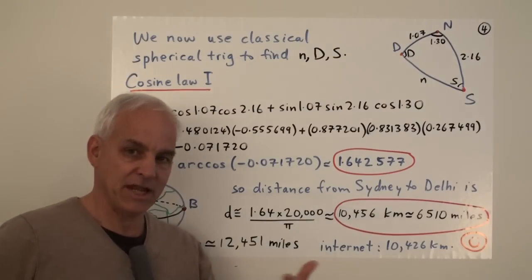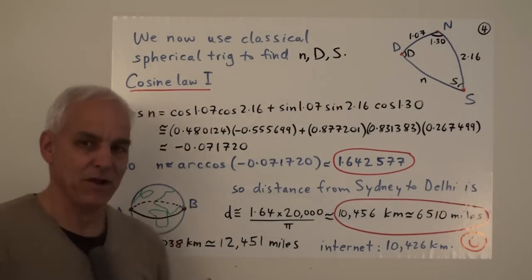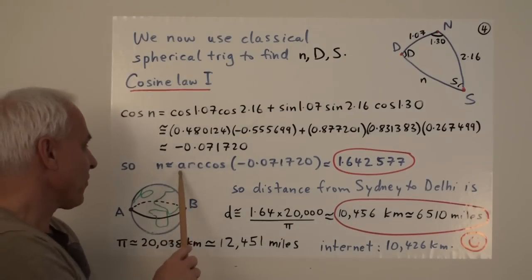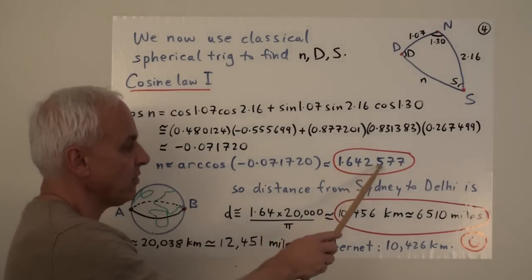And there's another series again that we talked about in our last video. Or you can just press the appropriate button on the calculator and you get that n is arc cosine of this number, which is roughly 1.642, etc.